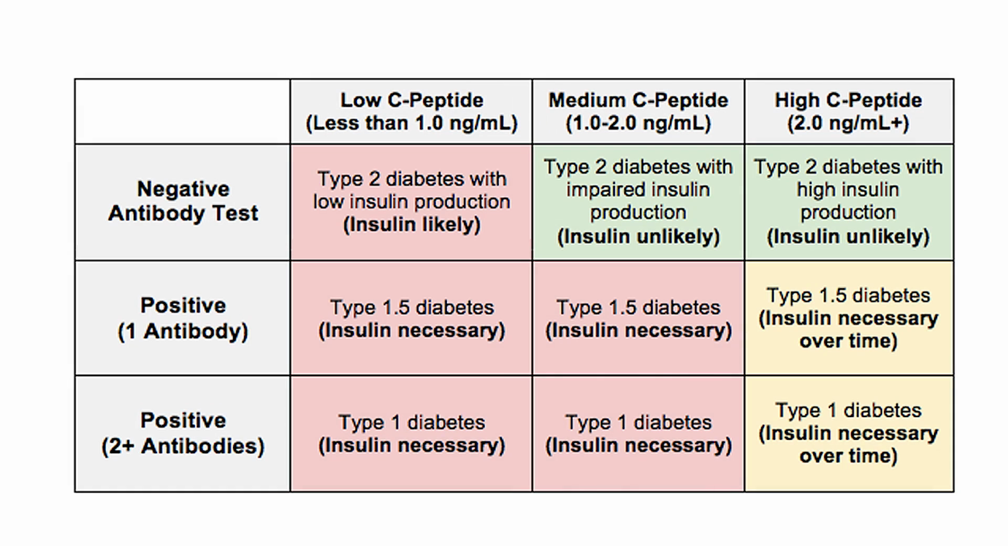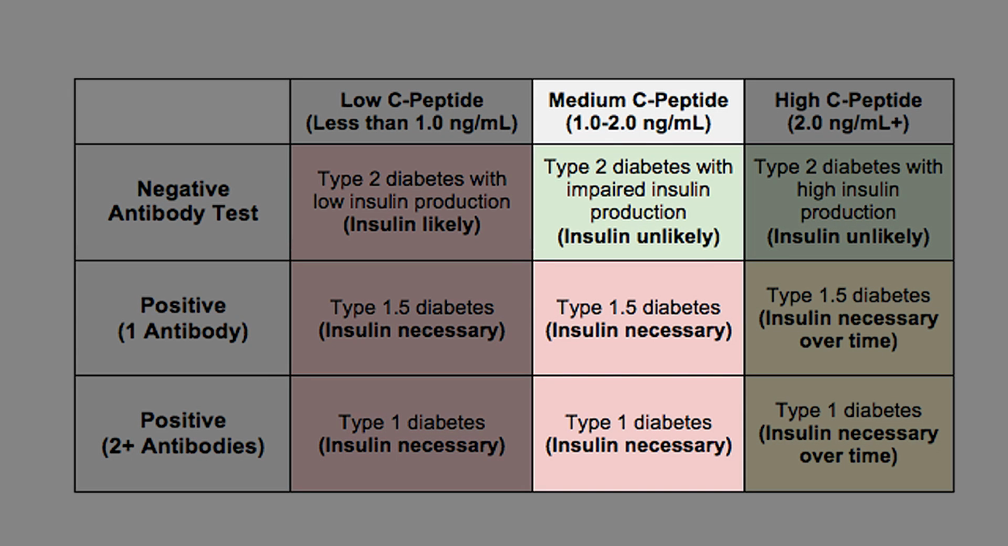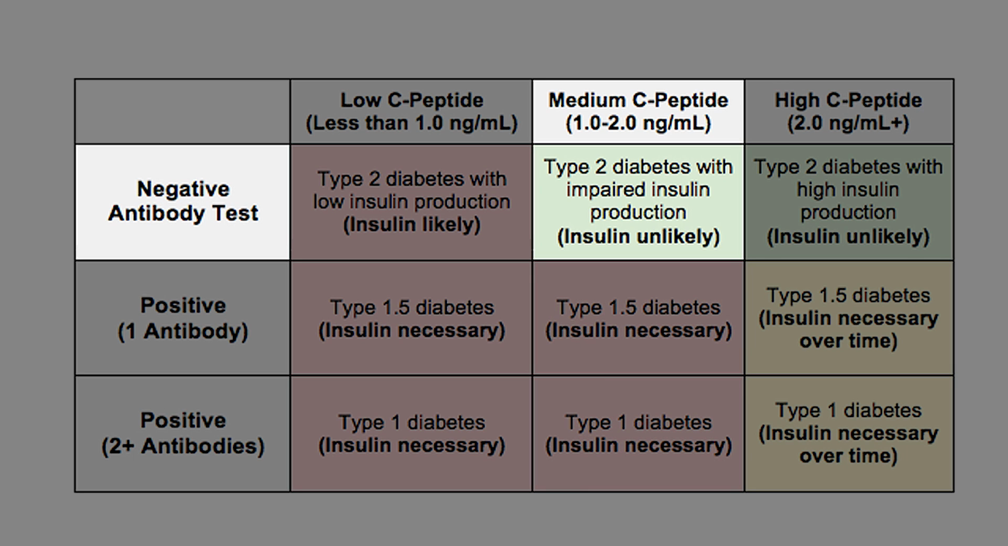If your fasting C-peptide is between 1 and 2 nanograms per milliliter, then that means that your endogenous insulin production is medium, which means that you fall into one of the following 3 categories. Number 1, if you test negative for islet antibodies, then you are likely living with type 2 diabetes with an impaired insulin production. Adopting a low-fat, plant-based whole food diet to maximize your insulin sensitivity is your best chance at remaining free of exogenous insulin over the course of time.